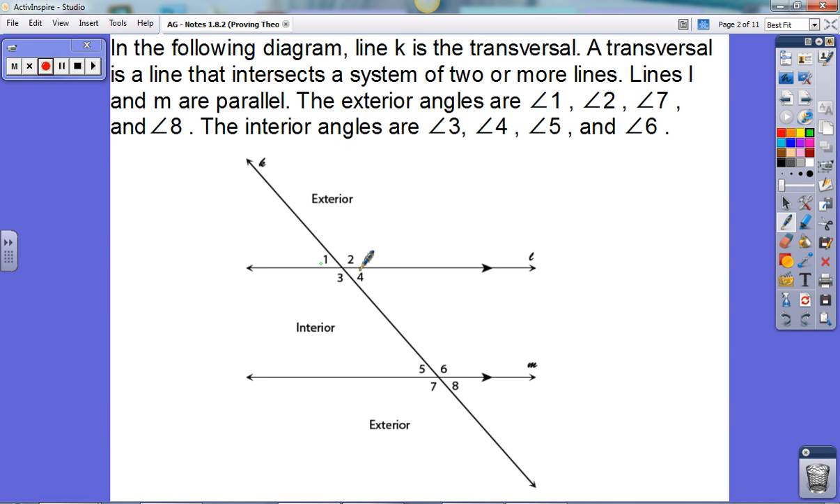So again, if I have two parallel lines, remember that is noted by these arrows right here, showing that these two lines are parallel, cut by this transversal, I have an interior space and exterior spaces. Interior is the space between the two parallel lines, so these two and these two, 3, 4, 5, and 6 are all interior angles, and then exterior angles are those angles outside of those two parallel lines, so 1, 2, and 7 and 8.